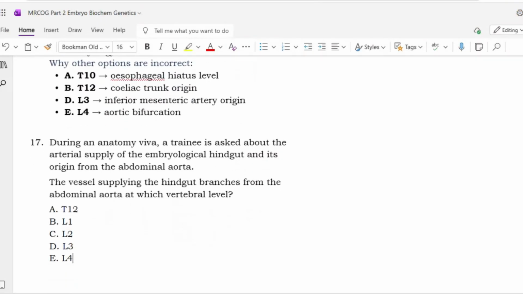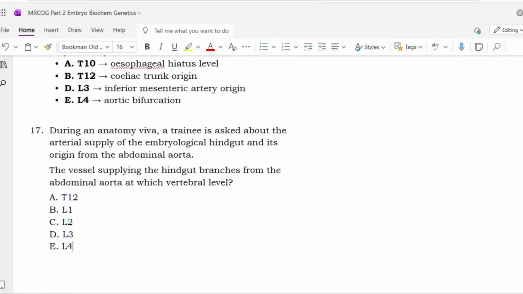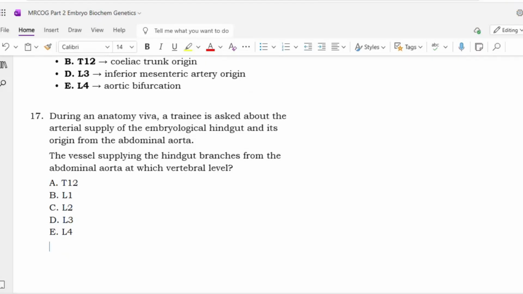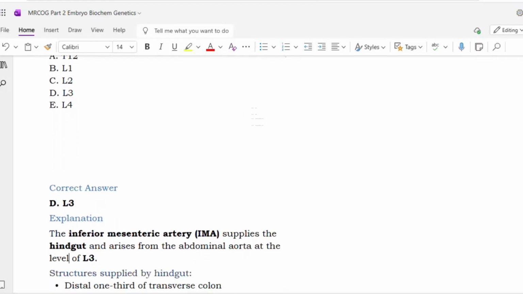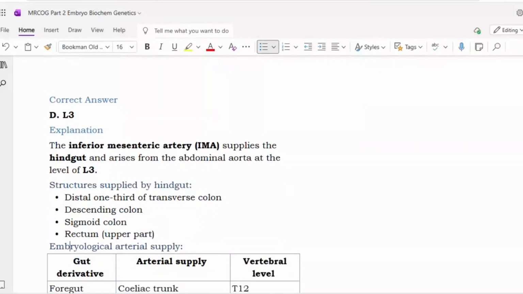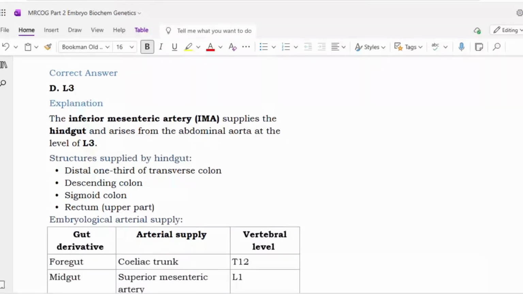Okay, next. During an anatomy viva, a trainee is asked about the arterial supply of the embryological hindgut and its origin from the abdominal aorta. The vessel supplying the hindgut branches from the abdominal aorta at which vertebral level? Sir, option D, L3 level. Yes, as we have just seen, the inferior mesenteric artery, IMA, supplies the hindgut and arises from the abdominal aorta at the level of L3.